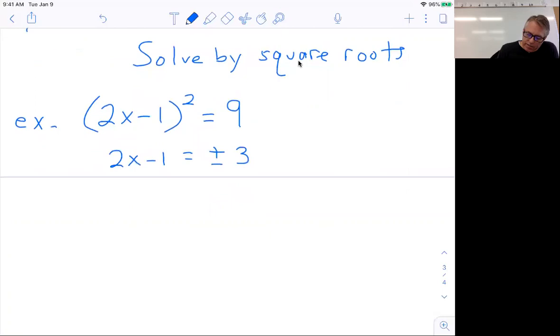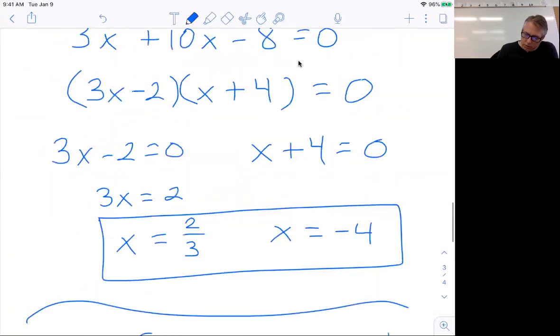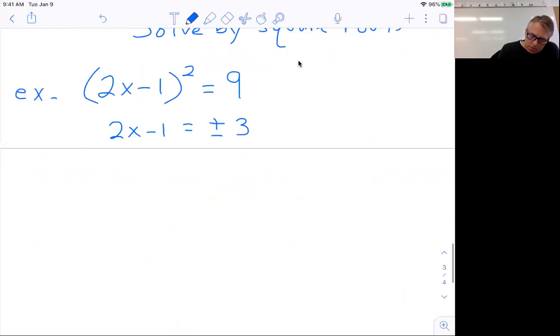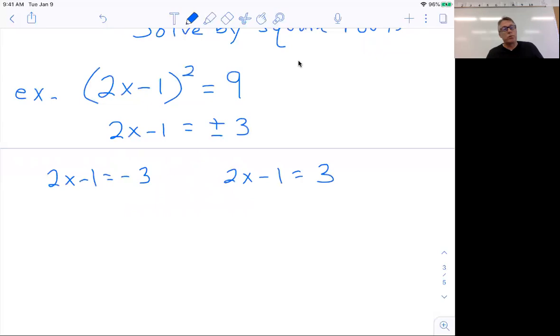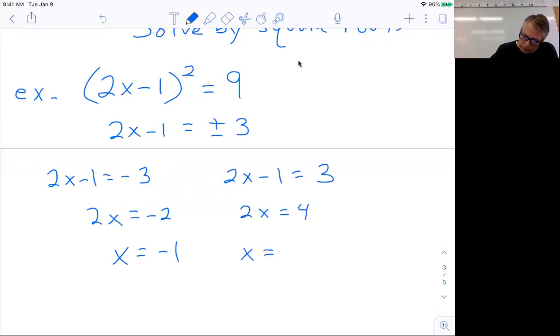So now I have 2 equations. Just like before, I have the same thing here. We have to solve 2x minus 1 is equal to negative 3, and 2x minus 1 is equal to positive 3, because it equals plus or minus 3. And so I'll solve both of those. So 2x is equal to negative 2, so x is equal to negative 1. On the right side, I get 2x is equal to 4, or x is equal to 2.